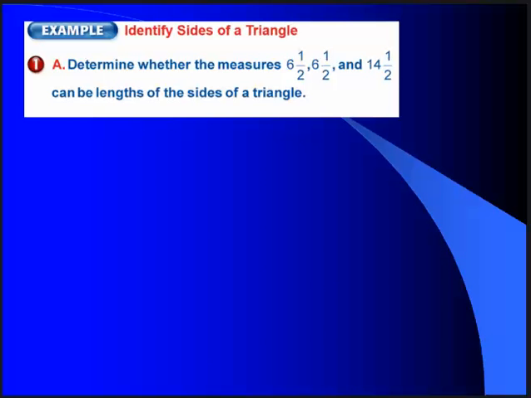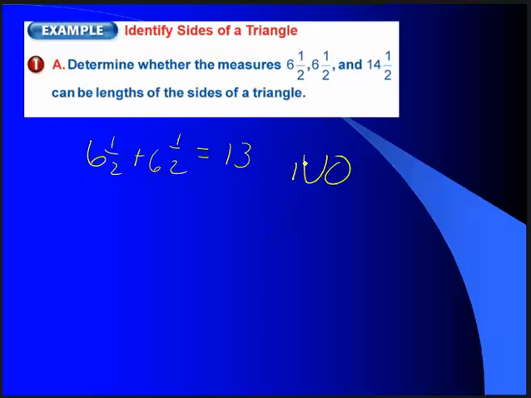Let's do some examples. Determine whether the measures 6.5, 6.5, and 14.5 can be lengths of the sides of a triangle. Well, we said that the sum of any pair of sides of a triangle has to be greater than the third side. So let's take the 6.5 and the 6.5 and let's add those together. 6.5 plus 6.5 is 13. Is that greater than this third side? No, it's not. So right there we know that our answer is no.